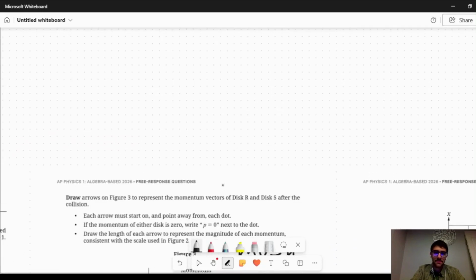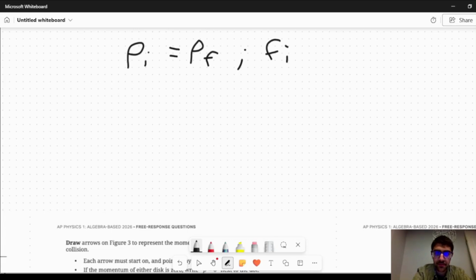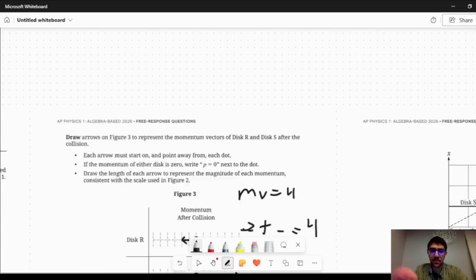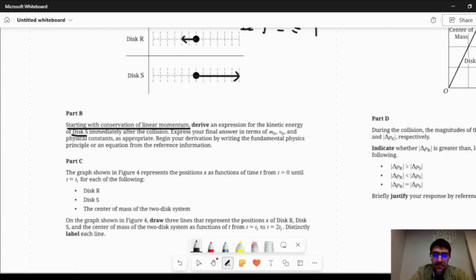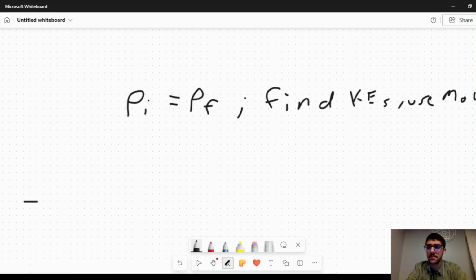I'm just going to do it up here. So we're going to start with the conservation of linear momentum. So P initial equals P final. And what do we want to find? We want to find the kinetic energy of disk S. So I'm going to put KES using, what are we allowed to use? We're allowed to use m0, v0, and physical constants. So use m0, I'm sorry about the handwriting, m0, v0.